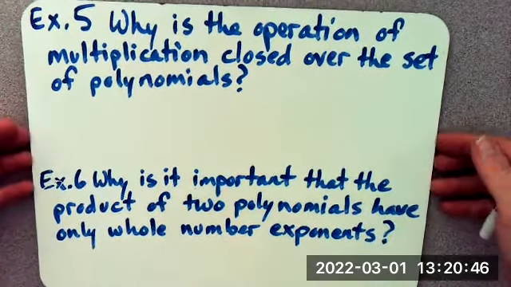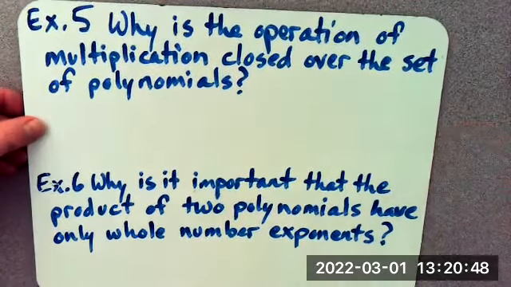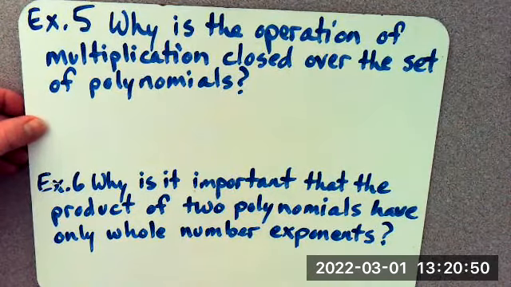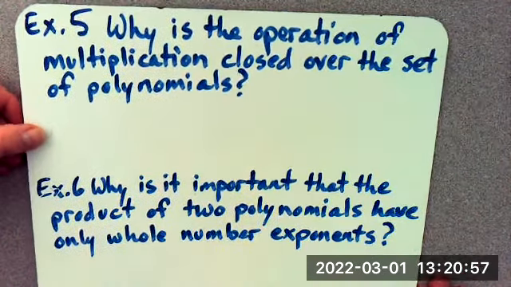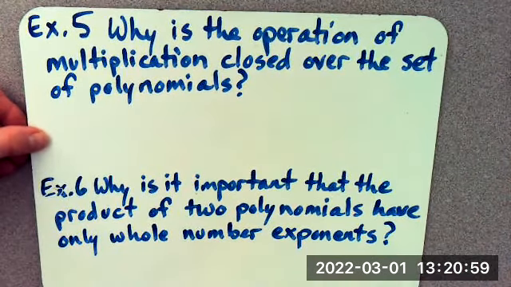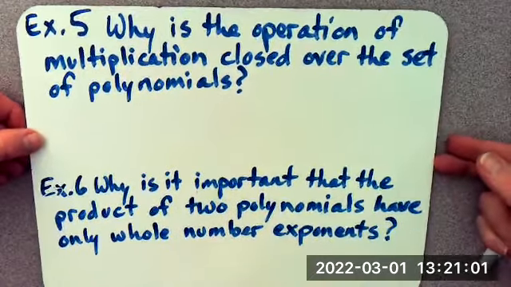So there's no way, when multiplying two polynomials, to get a fractional exponent, which would violate the definition of a monomial.